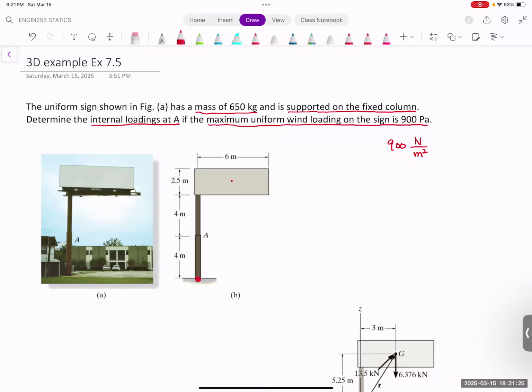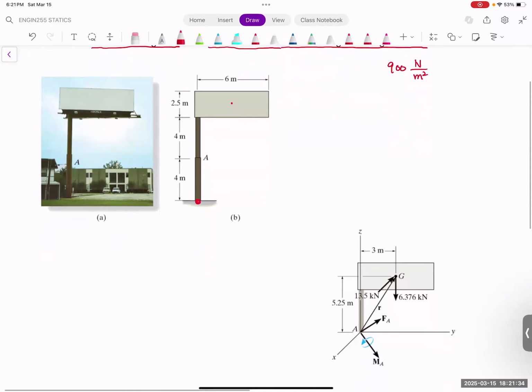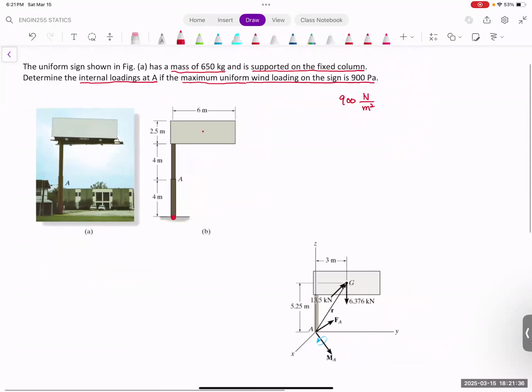So this problem becomes three-dimensional. If we draw this in a three-dimensional way, you will see how we visualize it. This is the drawing of the actual situation. We're going to have an X direction, Y direction, and Z direction. And this wind here is going to be perpendicular to the plate, which is going to be in the X direction. How much is the force? You have to calculate that.